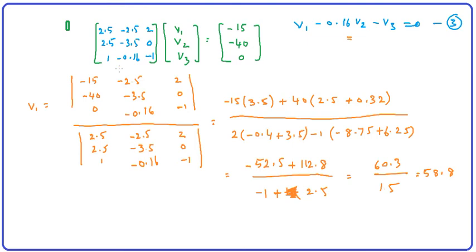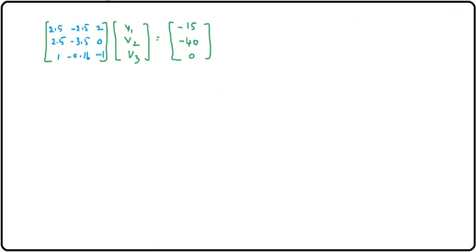So this is the solution for V1. We have done the solution for V1, and the value comes out to be 58.8. Okay, let us solve it for V2 and V3 also. So let us go ahead with the second one, that is V2.